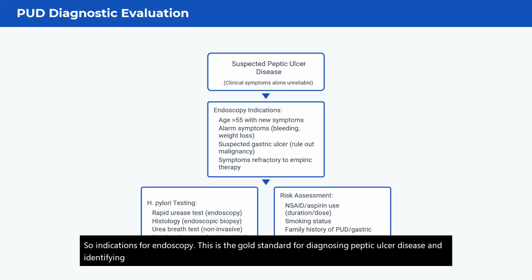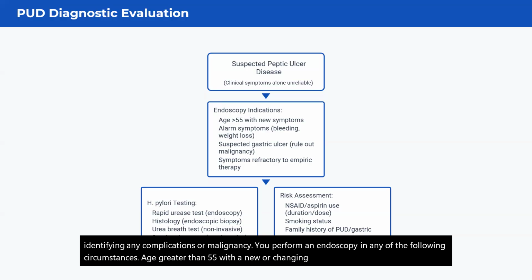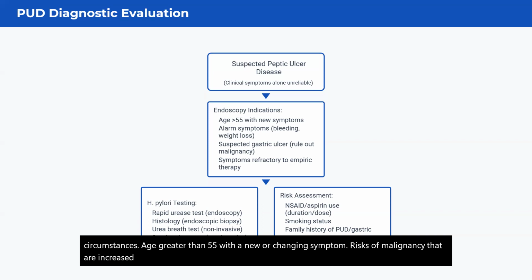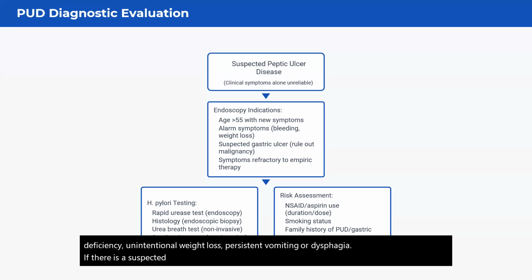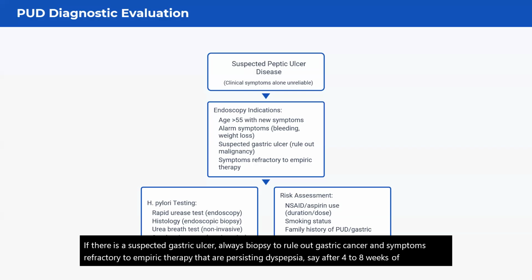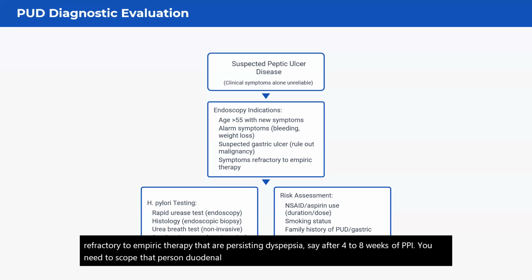You perform an endoscopy in any of the following circumstances: age greater than 55 with a new or changing symptom, as risks of malignancy increase significantly after this age. Presence of alarm symptoms, GI bleeding, iron deficiency, unintentional weight loss, persistent vomiting, or dysphagia. If there is a suspected gastric ulcer, always biopsy to rule out gastric cancer. And symptoms refractory to empiric therapy, that is persisting dyspepsia, say after 4 to 8 weeks of PPI, you need to scope that person. Duodenal ulcers are rarely malignant, but gastric ulcers always need to be biopsied.